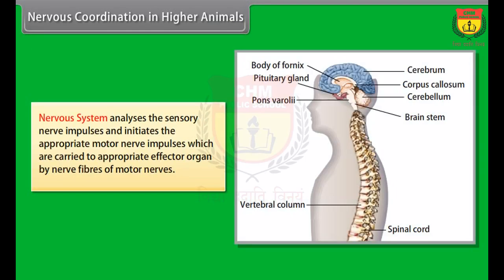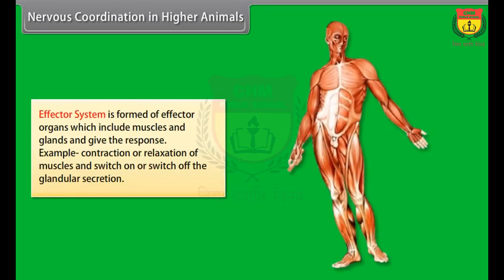The nervous system analyzes the sensory nerve impulses and initiates the appropriate motor nerve impulses, which are carried to the appropriate effector organ by nerve fibers of motor nerves. The effector system is formed of effector organs which include muscles and glands and give the response. Example: contraction or relaxation of muscles, and switching on or off of glandular secretion.